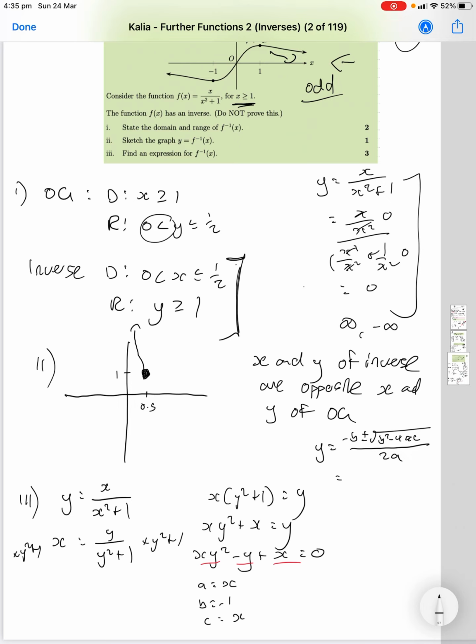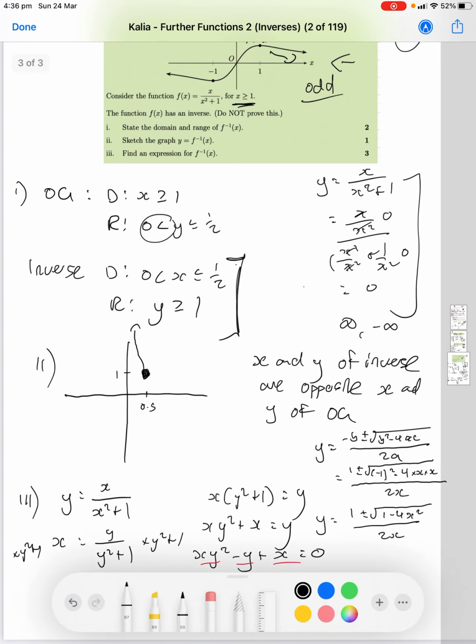Negative b, so -(-1), plus or minus the square root of (-1) squared minus 4 times x squared, over 2a, which is going to be 2x. So we have y equals 1 plus or minus the square root of 1 minus 4x squared, over 2x. That may not look like an answer, but it is. We can even go a little bit further.